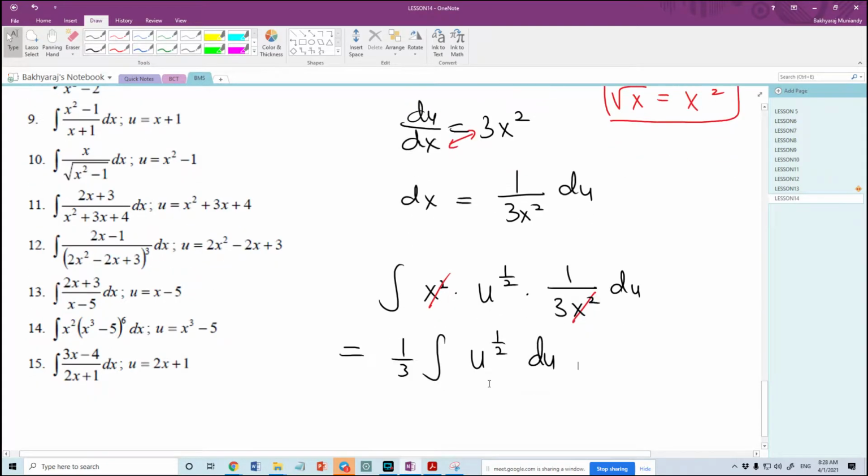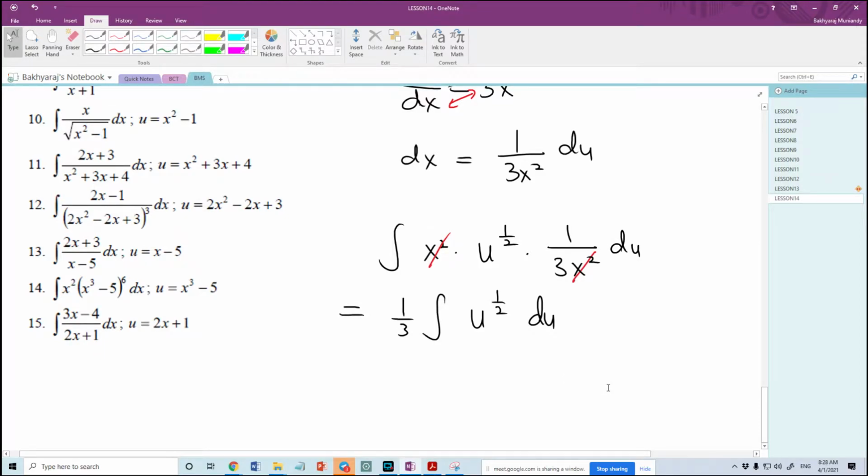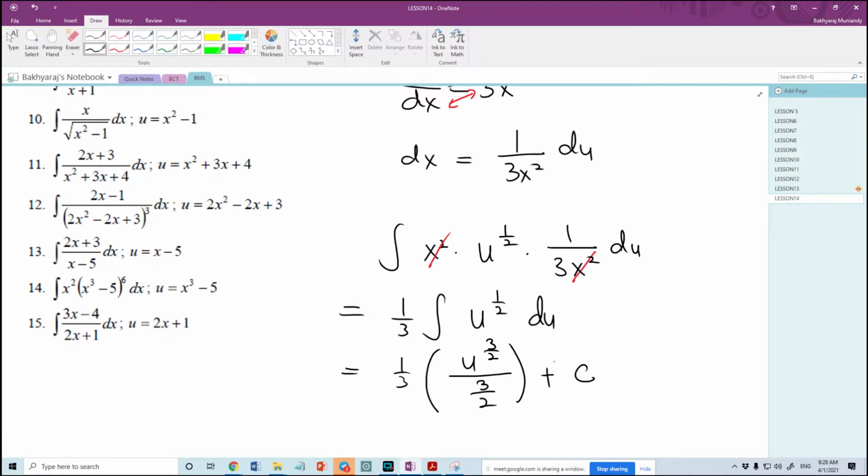Okay, what is the answer? It's a plus 1, right? So plus 1, you get what? You get 1 over 3, bracket, u to the power of 1 over 2 plus 1, you get 3 over 2, divided by 3 over 2, plus c. You can check your calculator. Please check your calculator: 1 over 2 plus 1, you get 3 over 2.